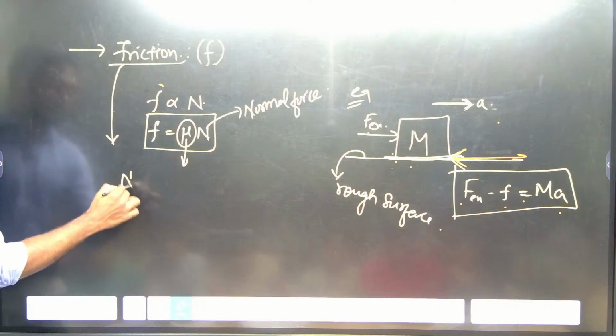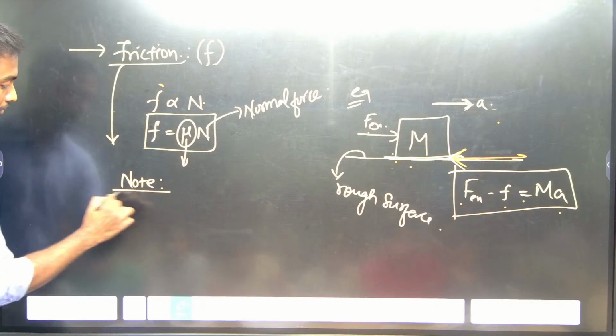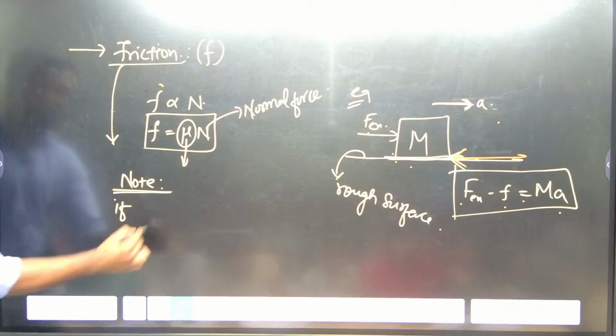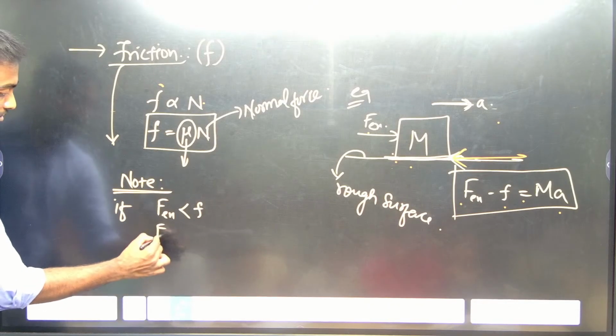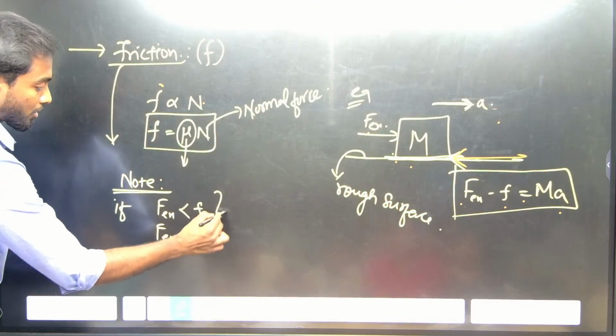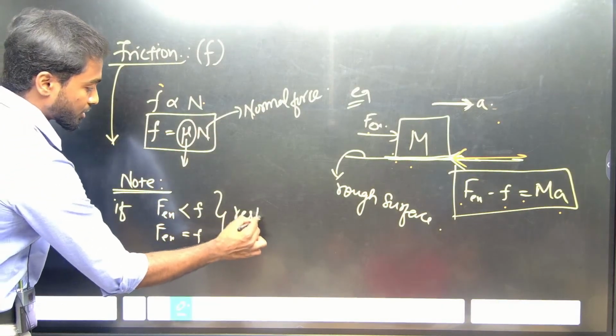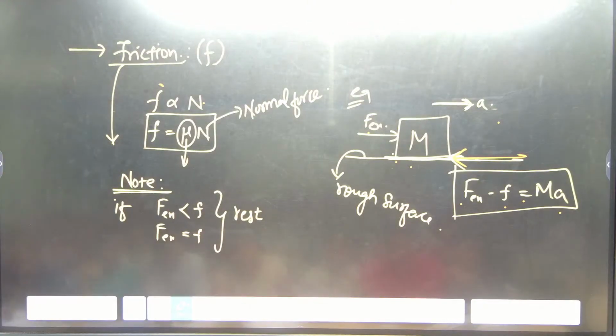So note this point: if external force is less than friction, or external force is equal to friction, the object will stay at rest. For example, a person standing here of weight 300 kg, if I try to push him, will he go? No, right?